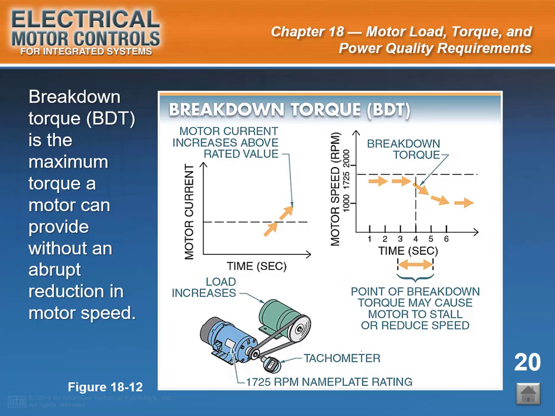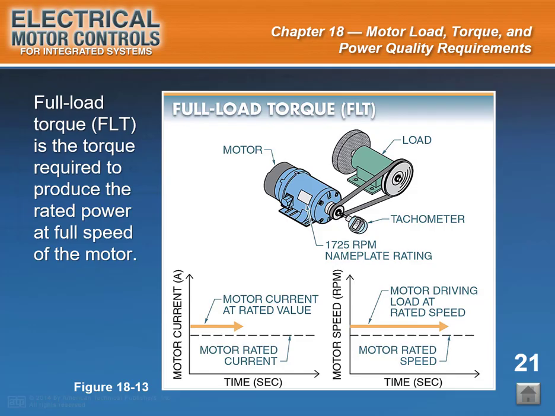Slide caption: Breakdown torque is the maximum torque a motor can provide without an abrupt reduction in motor speed. See figure 18-12. As the load on a motor shaft increases, the motor produces more torque. As the load continues to increase, the point at which the motor stalls is reached. This point is the breakdown torque. End of slide 20. Start of slide 21.